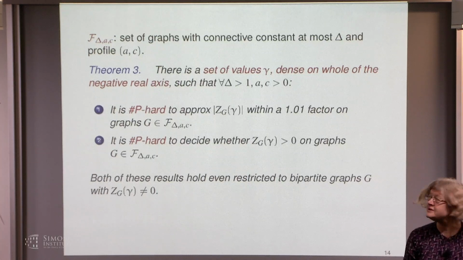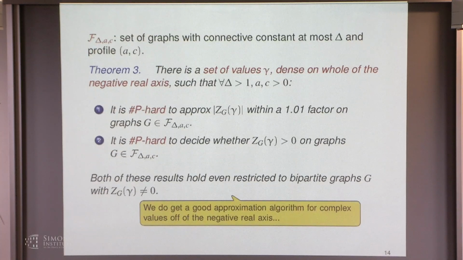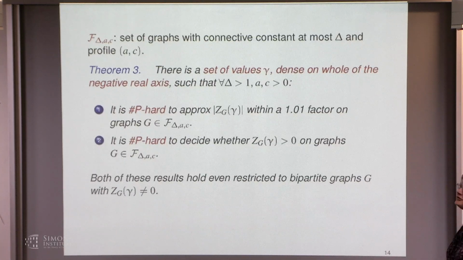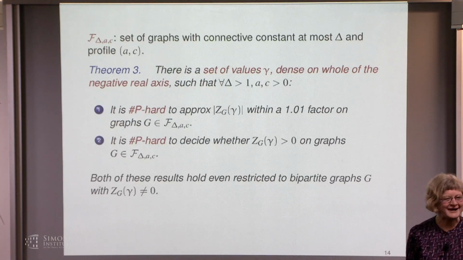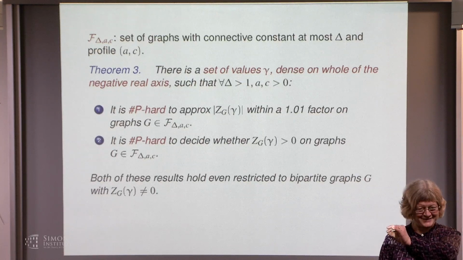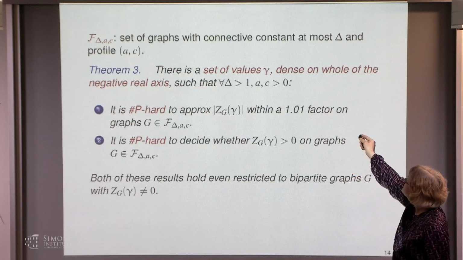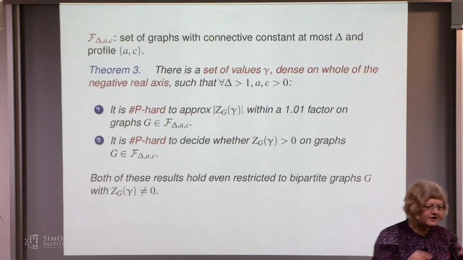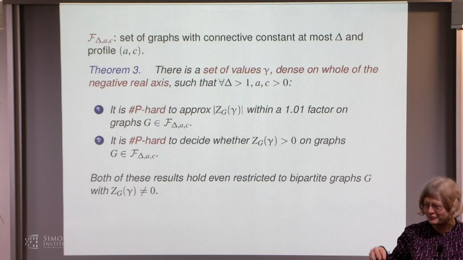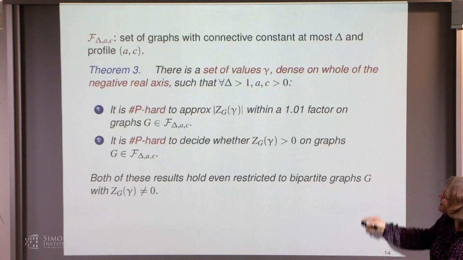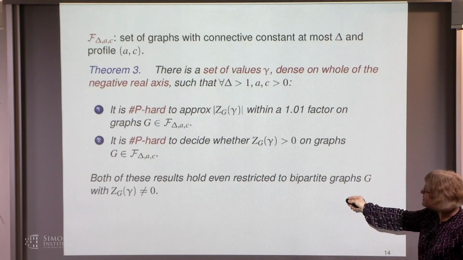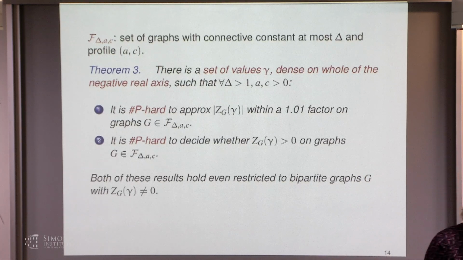Okay, so that's hardness. And then what we wanted to do was say, okay, I didn't tell you the most important bit. I put this in red to remind myself to mention it, and I forgot. We didn't show hardness on the whole negative axis. What we showed is that there's a set of values, and I'm going to show you which ones in a minute, that are dense on the negative axis for which it's hard. So the conjecture would be that for any γ that's a negative number, the problem is hard for the connective constant, but we didn't show that.